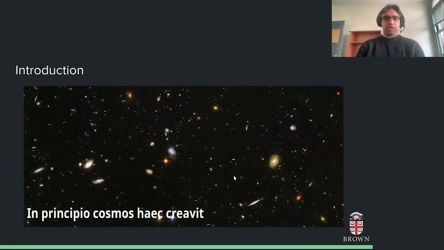So, in the beginning, the universe, the cosmos created this stuff. Technically, what you see here is not the beginning. These stars and galaxies were created quite a bit after the Big Bang, but the stuff that made that was around earlier. And it turns out we don't know what all of that stuff is.